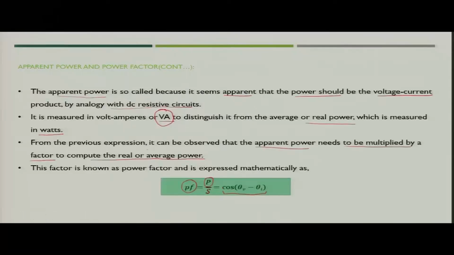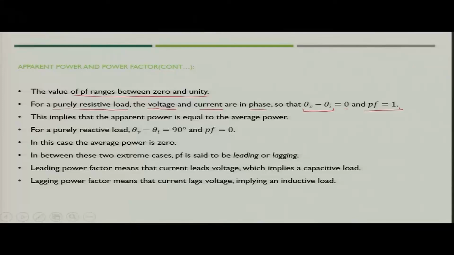In that case, the value of cos(θV − θI) will be equal to 1. So, the power factor would be 1. That implies that apparent power is equal to the average power in this case. In case of purely reactive load, when θV − θI is equal to 90 degrees, which can be either an inductive load or a capacitive load, the power factor would be 0. So, in this case your average power would be 0. These are the two extreme cases in which power factor is said to be either leading or lagging.